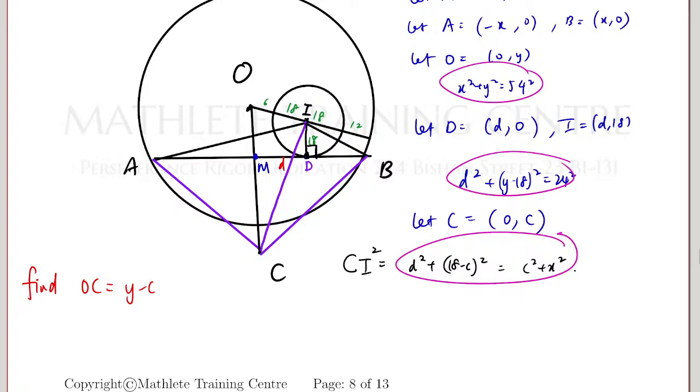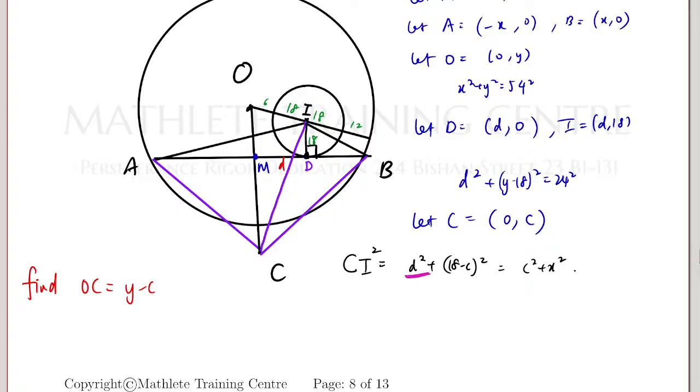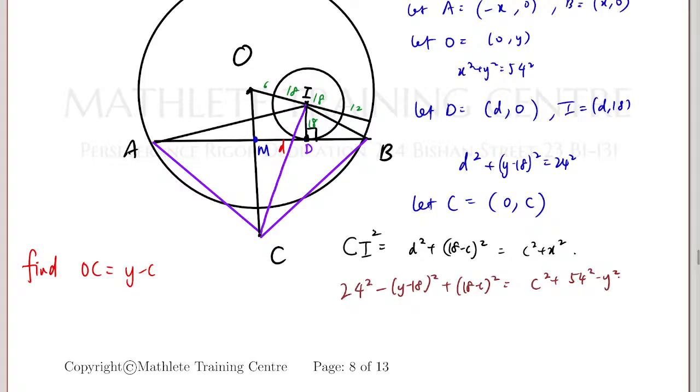So yeah, I'm going to write this thing here. Replace this guy inside here. I'm going to replace this guy inside here. So what I can have is D squared is 24 squared minus this. So 24 squared minus away this guy, plus this guy is c squared plus x squared, which is 54 squared minus y squared. Absolutely disgusting, right? If you take a look at the working here on both sides.